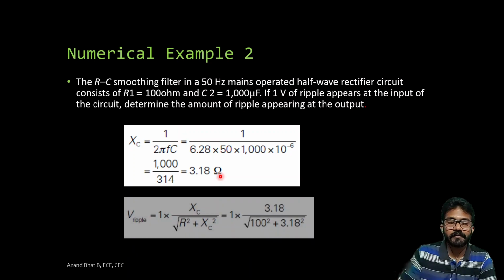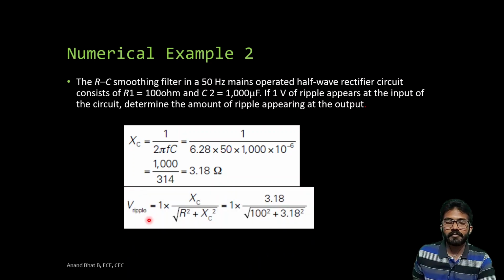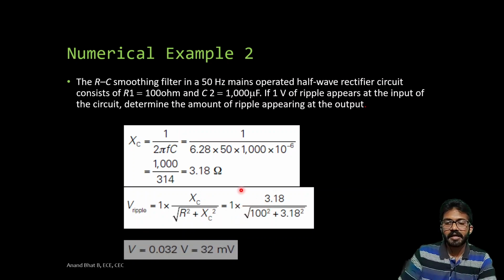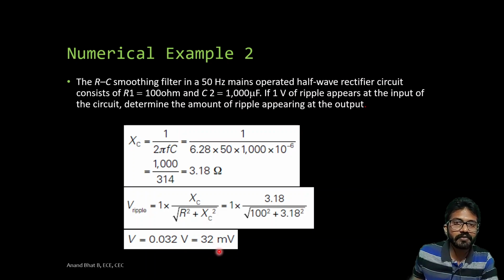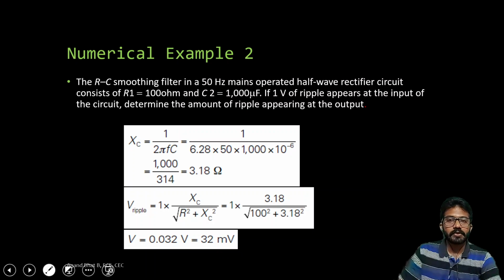Once we get the value of xc, we have to find out by what factor the ripple is reduced. In this formula, we substitute all the parameters accordingly, and we see that the 1 volt ripple is now 32 millivolts. So just by the addition of one extra resistor and one extra capacitor, the ripple is reduced drastically by a major factor. So that's all we have got in this video.